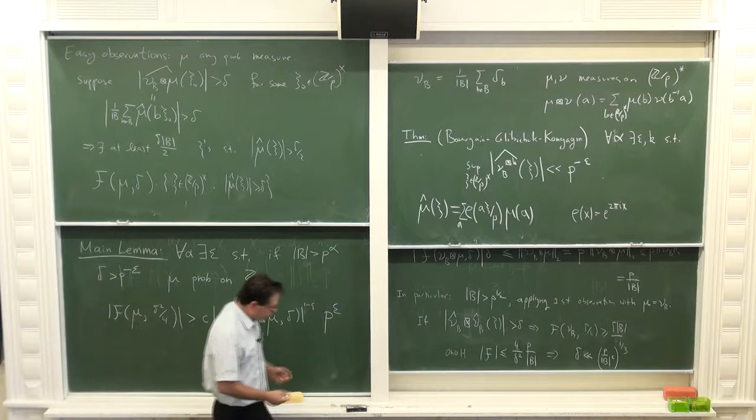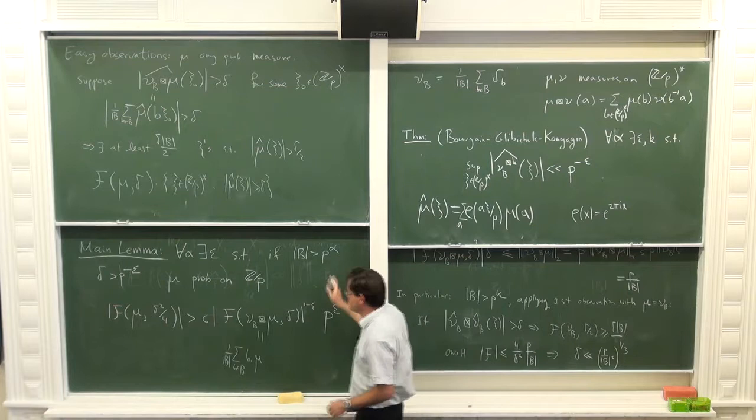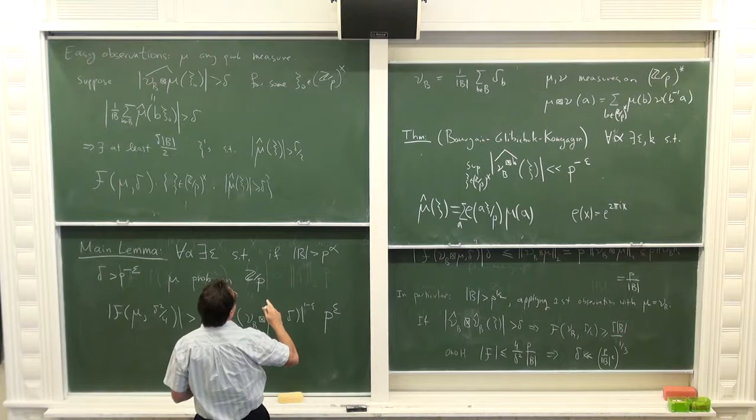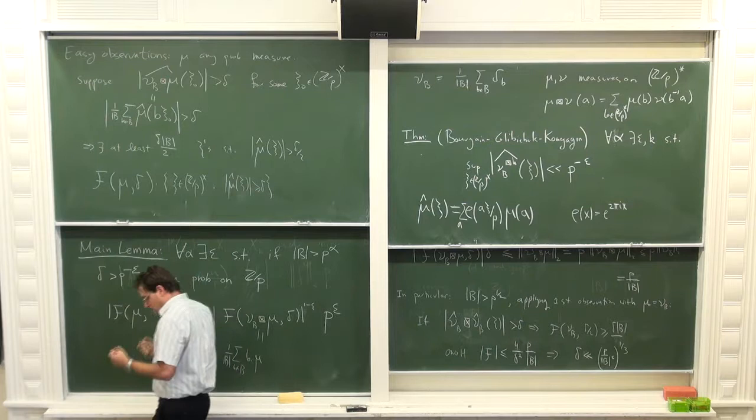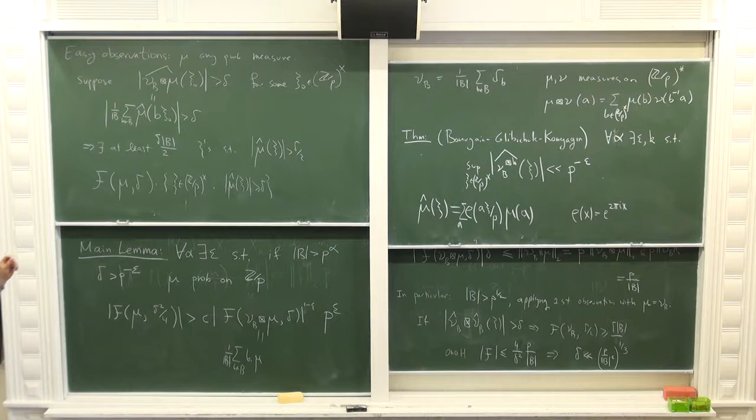That's the main lemma. Once you have this main lemma, you start with this easy observation. If you have one Fourier coefficient for a high convolution power of mu, then you have roughly the size of B big Fourier coefficients. If you take a convolution power with one less element, then you get essentially p to the epsilon times the size of B. So let me write this down.